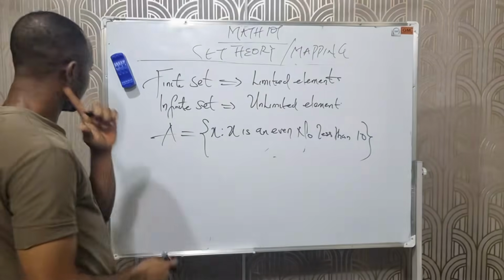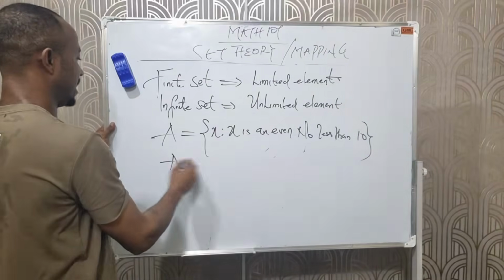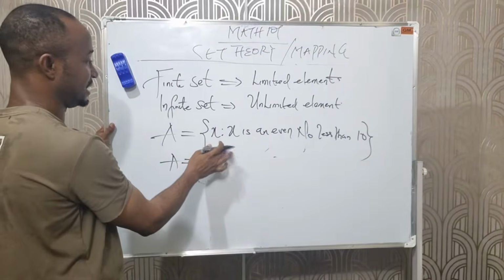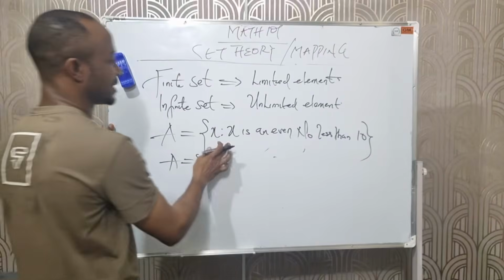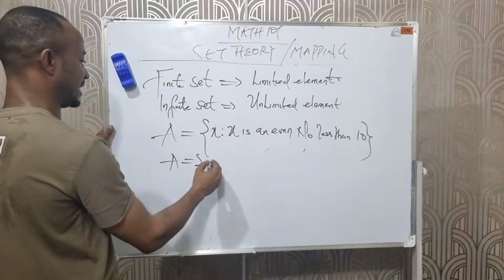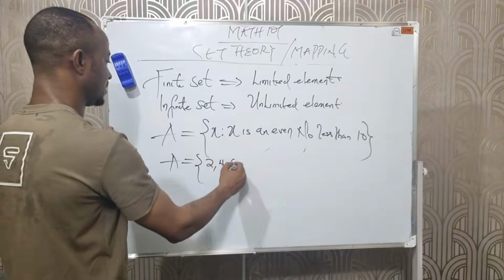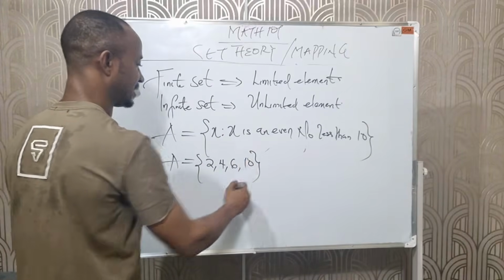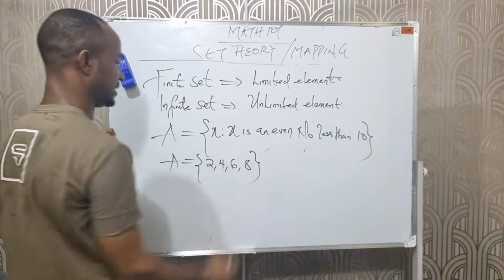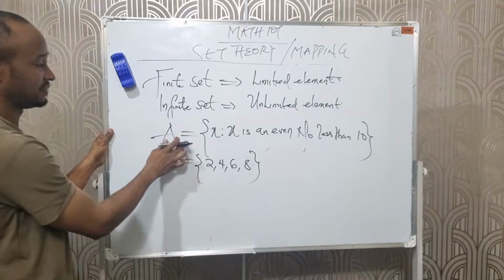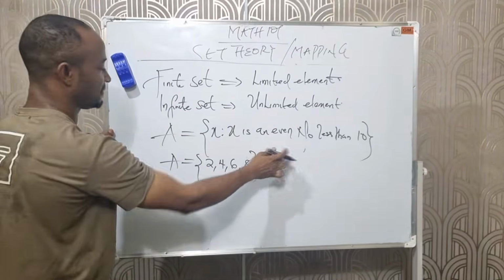This is also a finite set because I can interpret this set as: what are the even numbers less than 10? There are 2, 4, 6, and what? And 8, right? This is the interpretation of this. So this is called a finite set.